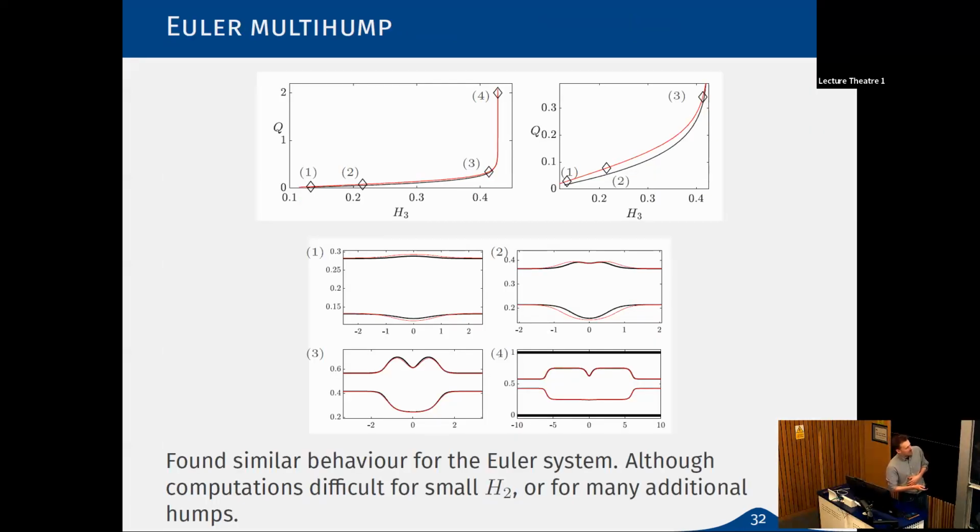You also find such behavior in Euler. So this is a comparison of MCC and Euler for quite sympathetic parameter values. We found it difficult to push it for small h2 or for additional humps.